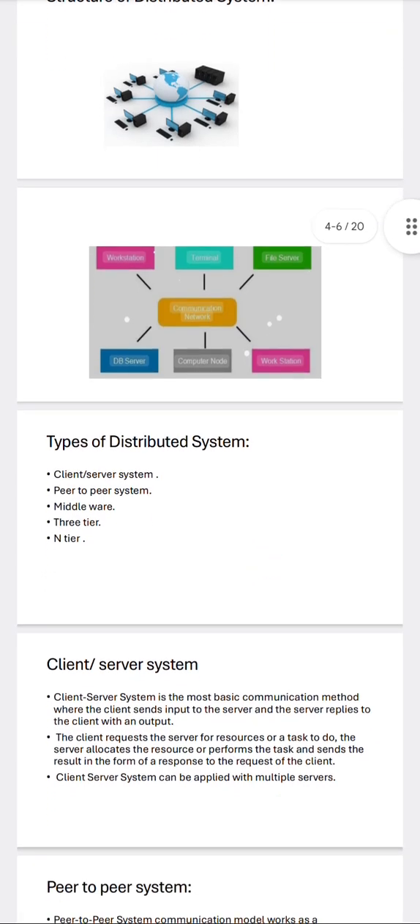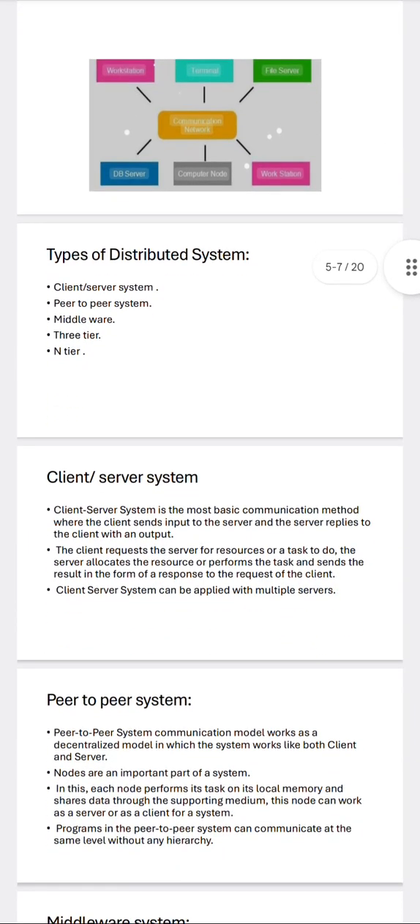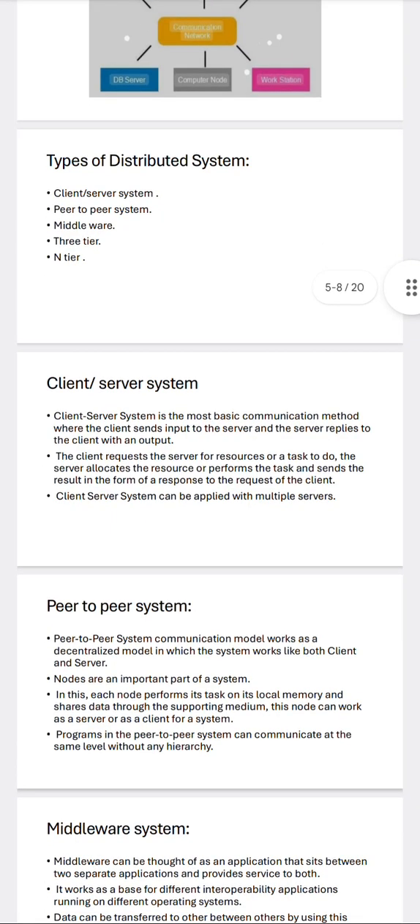Then the types of distributed system. There are 5 types. Among these 5, I have explained 3 types. First one is client server system. Second one is peer-to-peer system. Third one is middleware. Fourth one is 3 tier. Fifth one is n-tier.